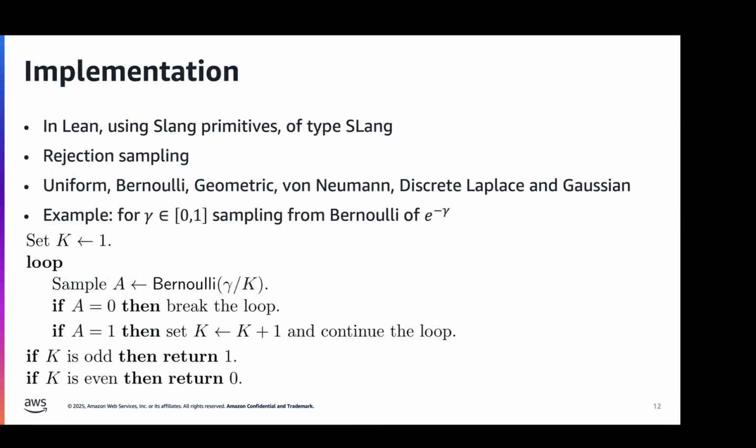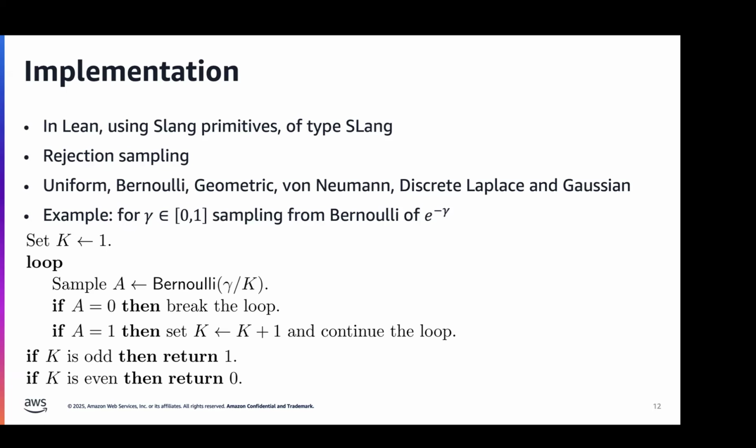The implementation of the sampler is not too surprising. So in Lean, we're going to use these SLang primitives. We're going to write computations of type SLang. Essentially, that amounts to writing a rejection sampler, though I'm using the term loosely, so it's like an accept-reject. And then we implement samplers for uniform, Bernoulli, geometric, von Neumann, discrete Laplace, and discrete Gaussian.